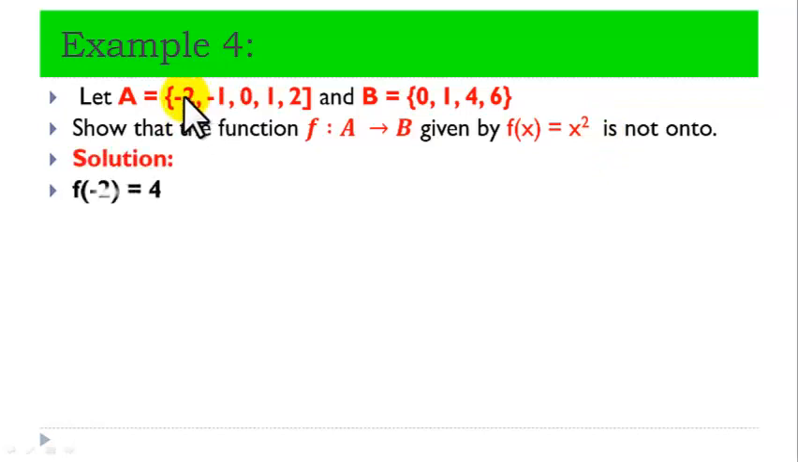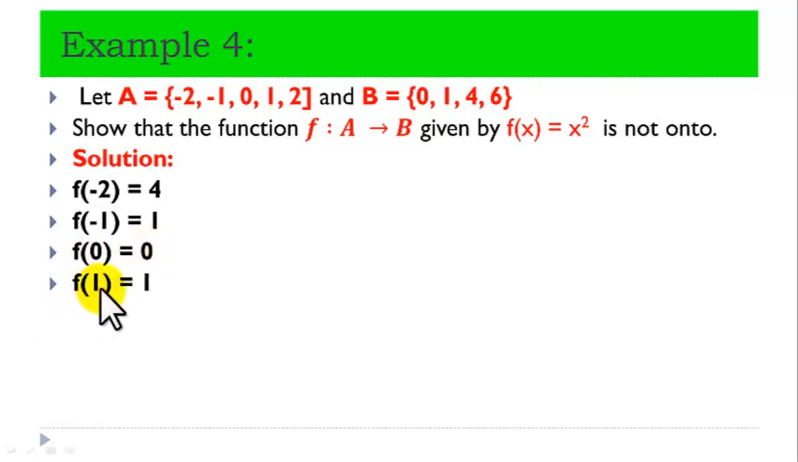The image of -2 under our function f is f of -2, and that is -2 squared, which is 4. The image of -1 is f of -1, that is -1 squared, 1. The image of 0 is f of 0, 0 squared is 0. The image of 1 is f of 1, 1 squared is 1. And the image of 2 is 2 squared, and that is equal to 4.